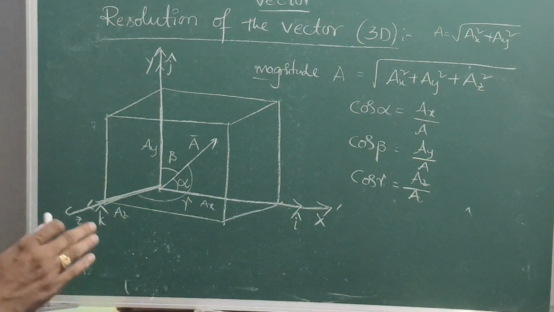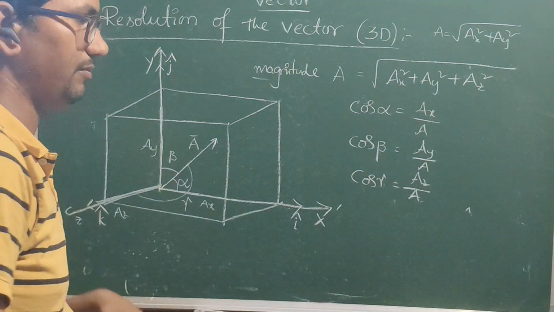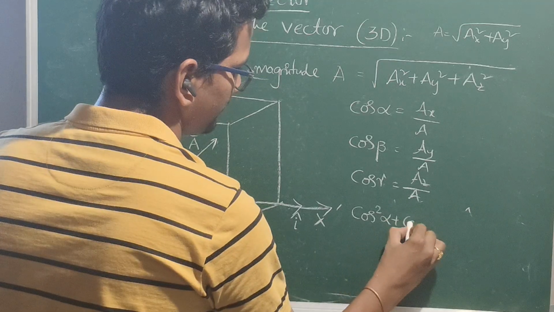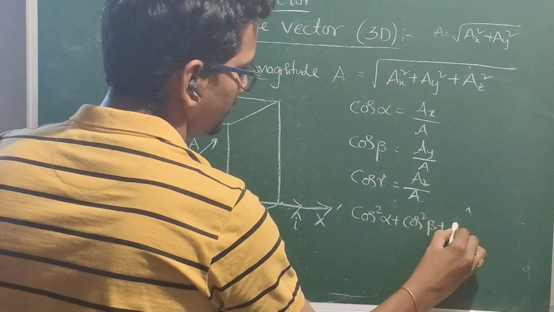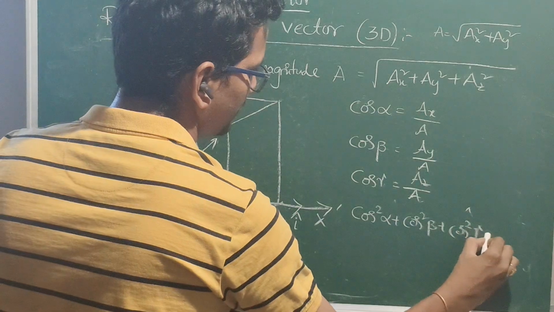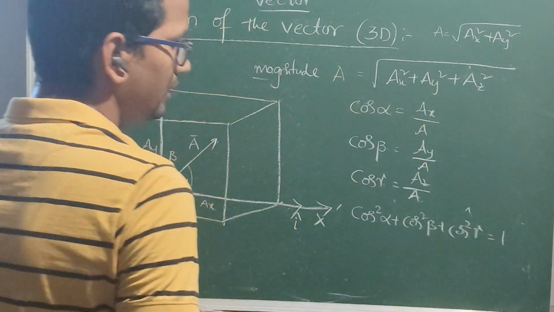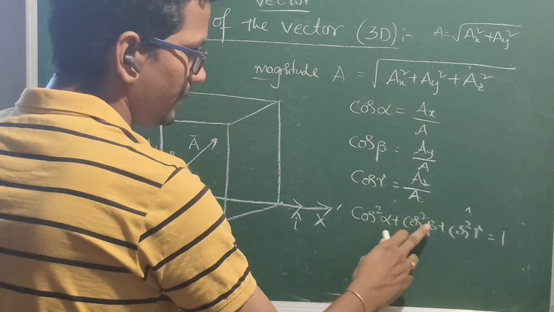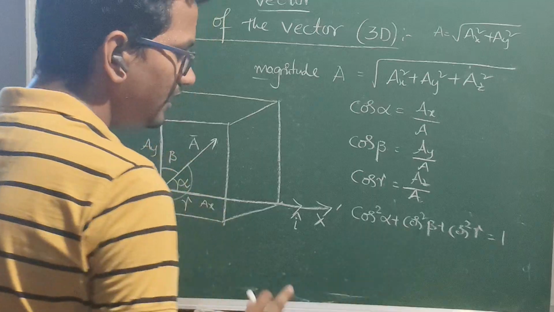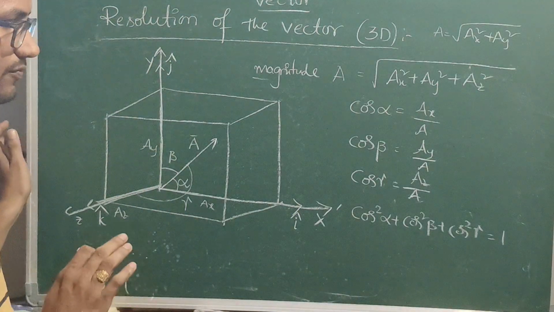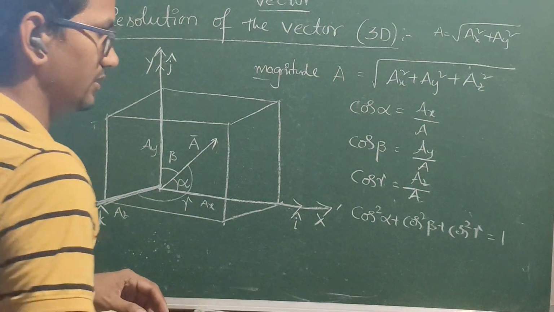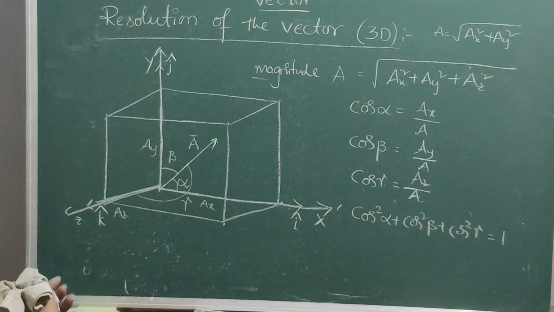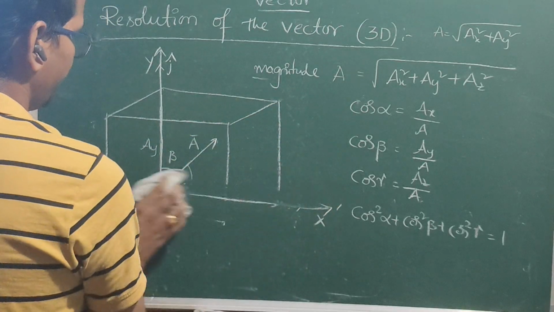One important question for IIT and NEET level examinations, that's very important: cos square alpha plus cos square beta plus cos square gamma is equal to 1. I will explain the proof. Cos square alpha plus cos square beta plus cos square gamma is equal to how much? 1. That's a very important question for IIT and NEET level examinations. Okay, we can apply here. Can I rub this diagram? After rubbing this diagram, we can use these values.